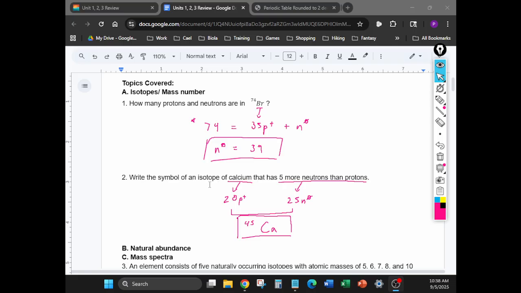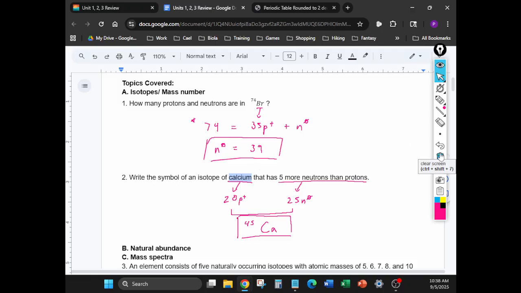Here we're looking at an isotope of calcium that has 5 more neutrons than protons. The wording is a little different, but it's pretty easy to interpret. Calcium, if you look on the periodic table, has 20 protons. If you have 5 more neutrons, that means you have 25 neutrons. So the mass number is just the sum of the two numbers: 45 Ca. Any questions on that? That's pretty much all the isotope mass number material. That's about as tough as it's going to get. All right, let's go on.